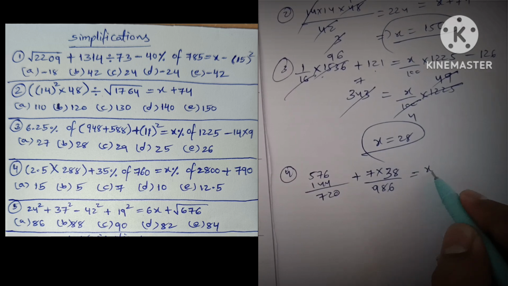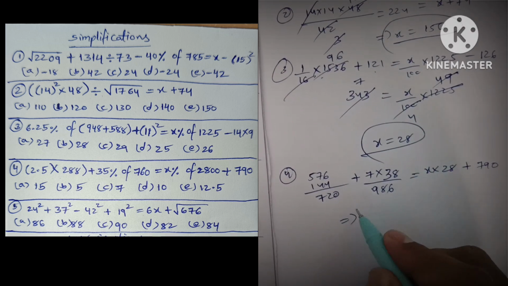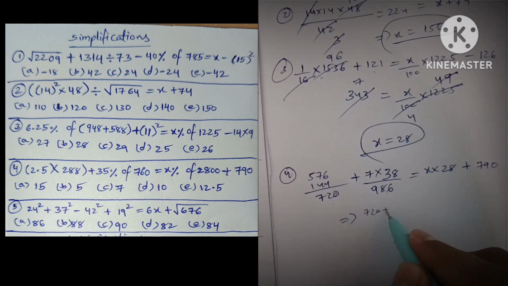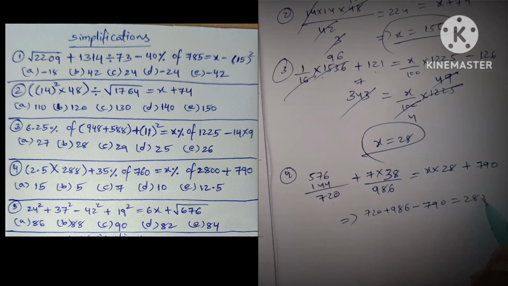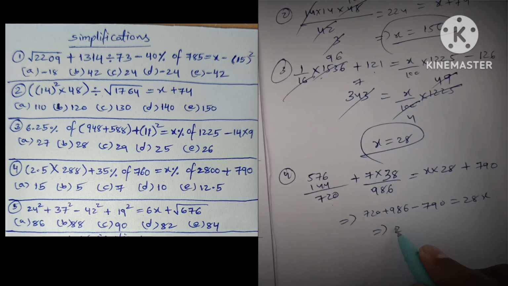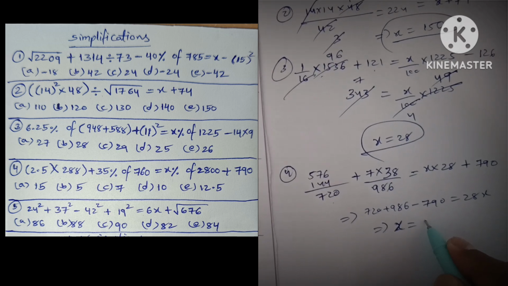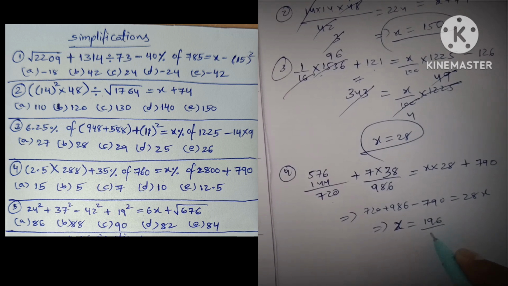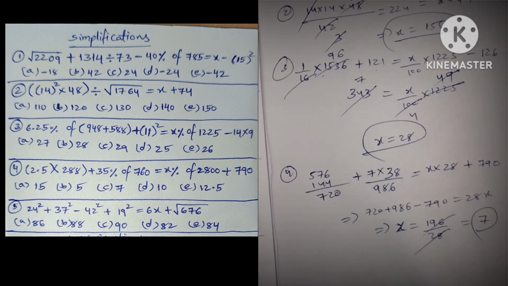equals to x percent of 2800 plus 790. Therefore 720 plus 986 minus 790 equals to 28x. x equals to 196 by 28 which is 7 times. This is our answer.